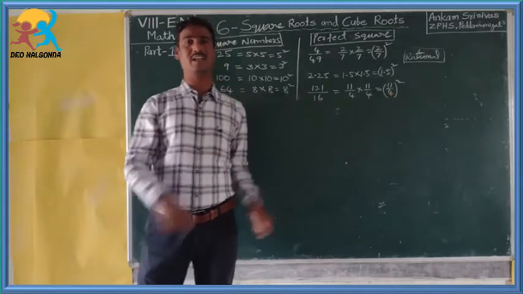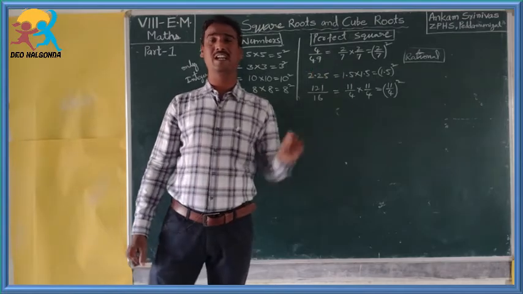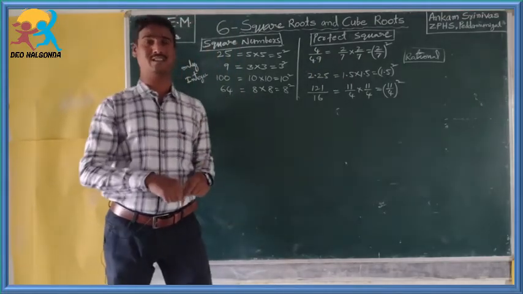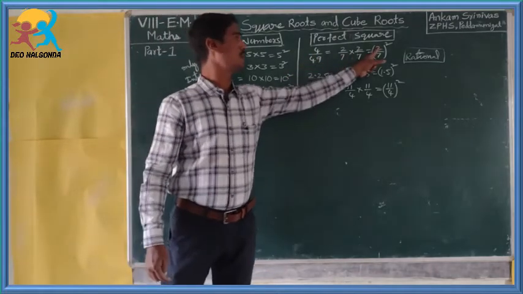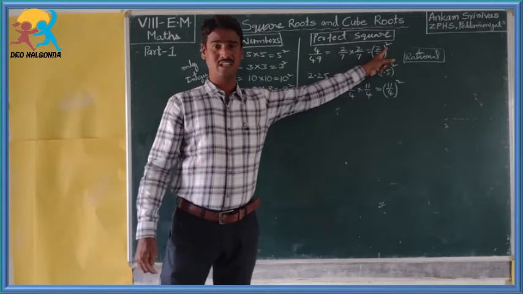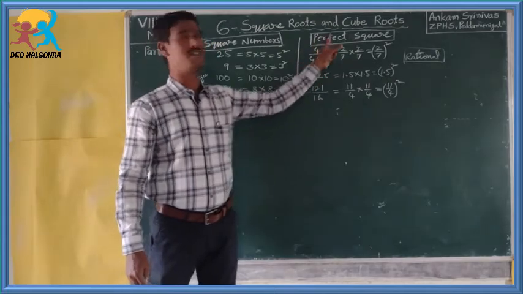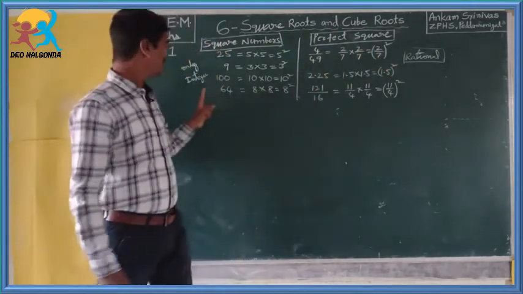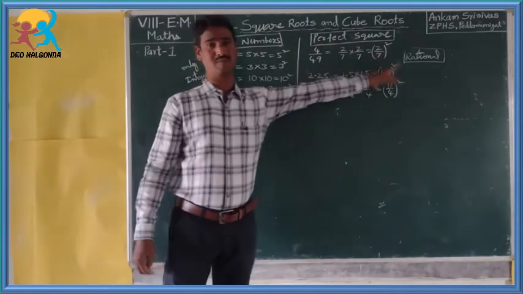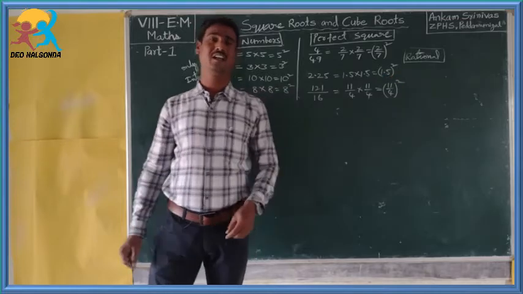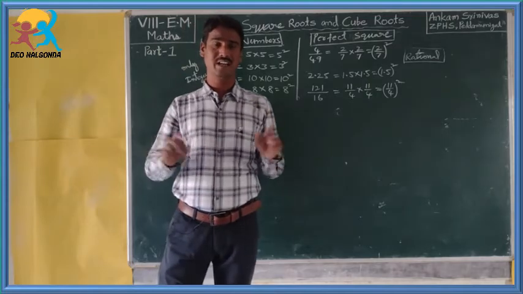We can give the definition in another version. A rational number which can be written as the square of another rational number. That means here 4 by 49 is a rational number. I have written 2 by 7 whole square. If it is possible to write like this, it is called a perfect square. You know children, all integers are rational numbers, but all rational numbers are not integers.